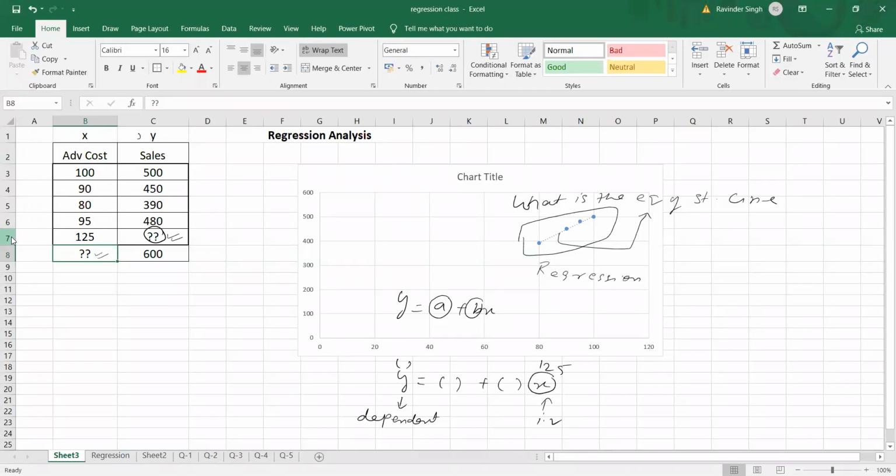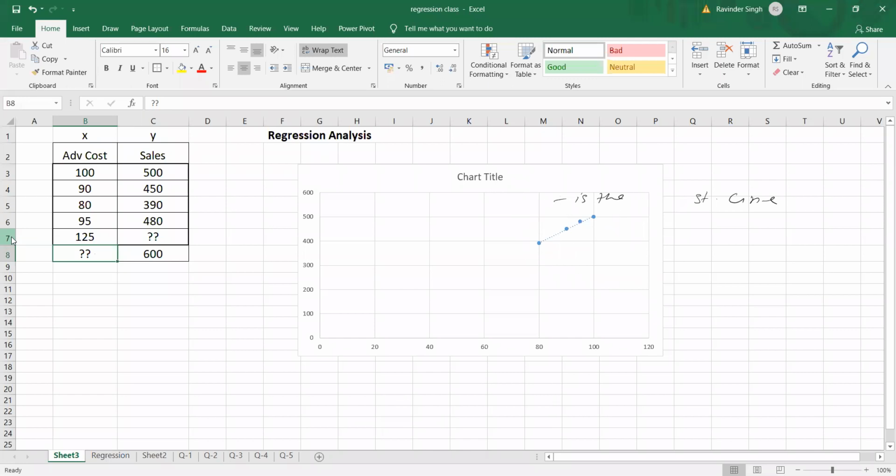That is the importance of regression analysis: we have to come out with a straight line equation which gives the average relationship between the data. So this is what the regression line is.